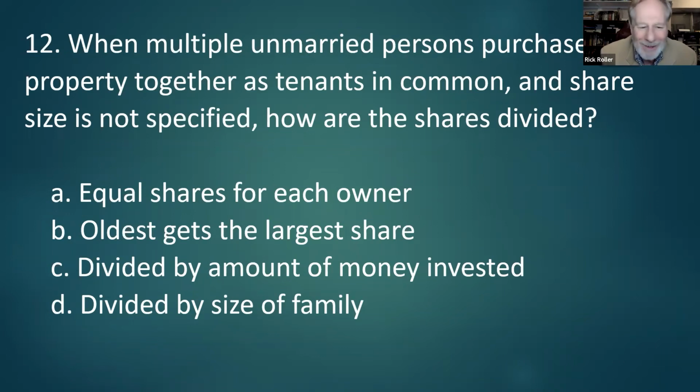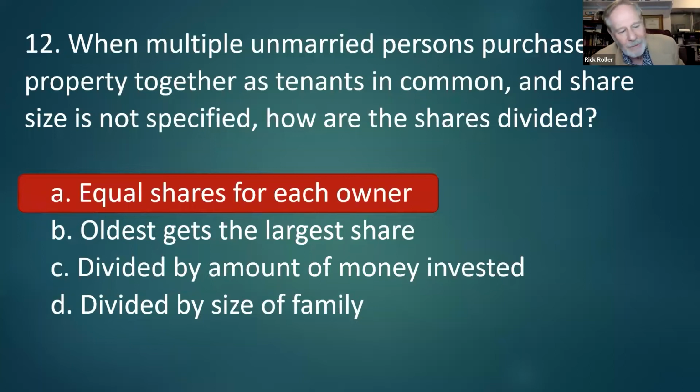The oldest gets the largest share? What's that have to do with anything? Nothing. So the correct answer is A. Divided by the amount of money invested? That's probably not defined in the deed. Divided by the size of your family? Okay, well, then I'd have a bigger interest than most of you. All right, but no, that's not true. It's A, equal shares for each owner. Now, it's tenants in common, so it doesn't have to be equal shares. But if it's not defined in the agreement, then the courts and anybody else looking at it is just going to assume that it's all divided up equally. If it was unequal, they should have defined it.